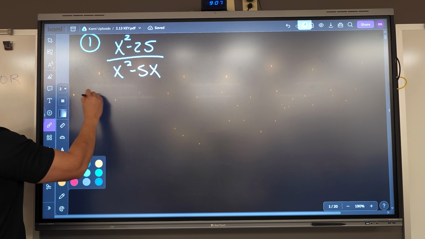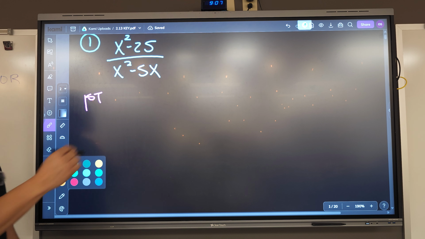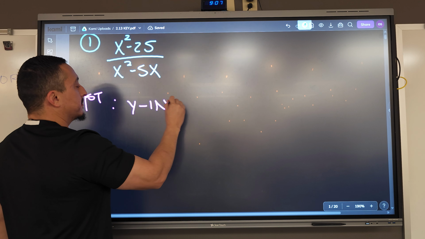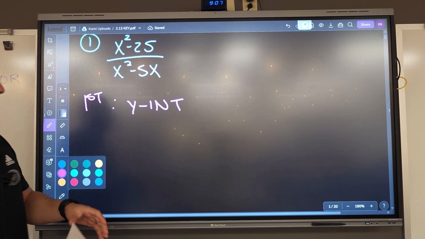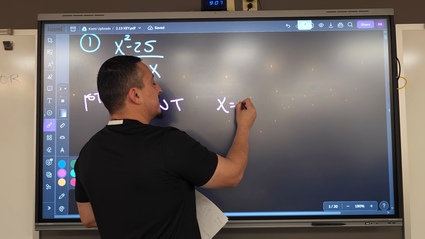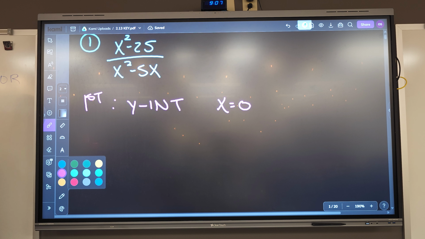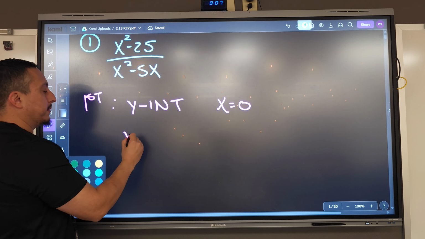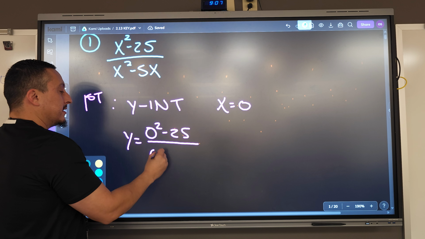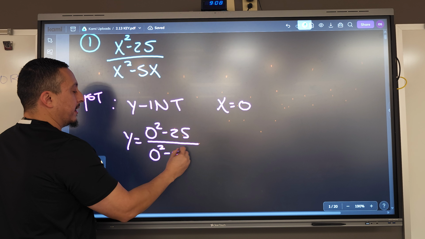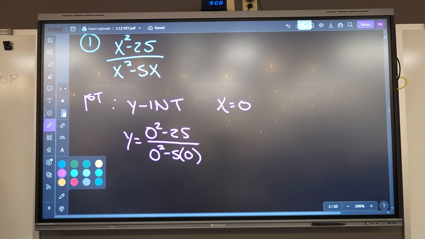I suggest first you always find your y-intercept. I think that's the easiest thing to do. And what's true about the y-intercept is that x is always equal to 0, right? So first, always find the y-intercept, okay? And so this equation would be y equals 0 squared minus 25, over 0 squared minus 5 times 0. All I did there, guys, is plug in a 0 for the x's.